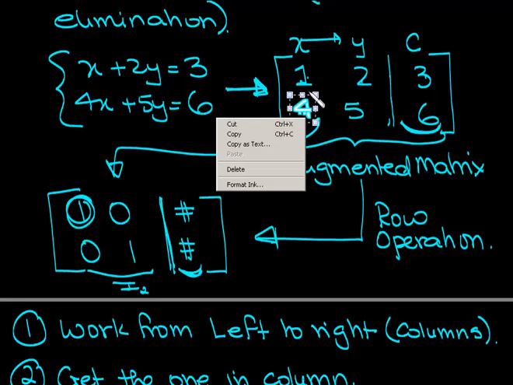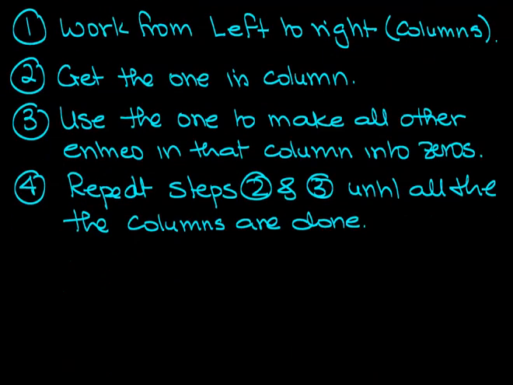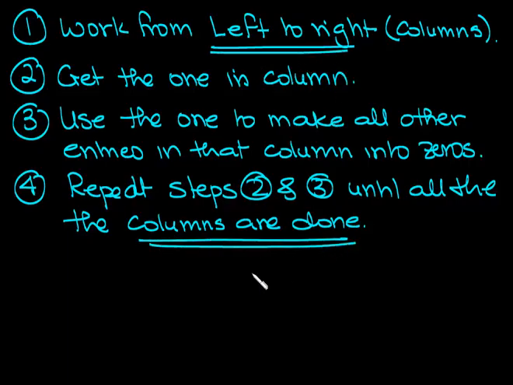Once I'm done with that column, and it looks like this column, I go to the next column, get the 1. Then I want the 1 down here in the lower right hand corner. So I get that 1 and then use that to make everything else in that column a 0. Okay, so let's follow this game plan and see how to do this. We always work from left to right, and we keep doing this till all the columns are done. And by done I mean they will look like the identity.